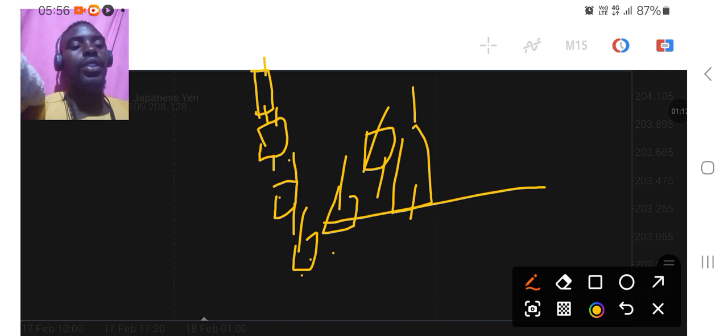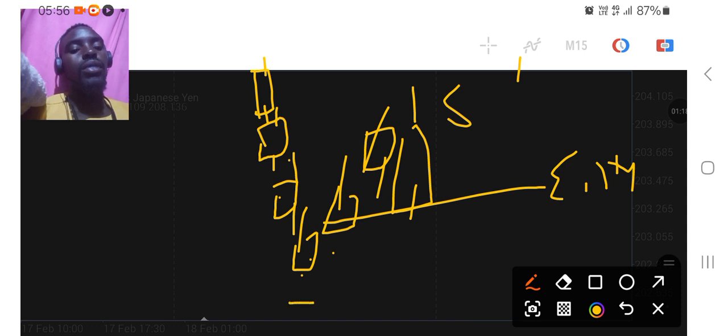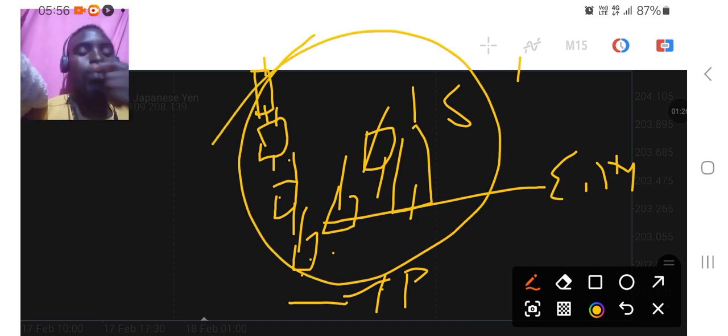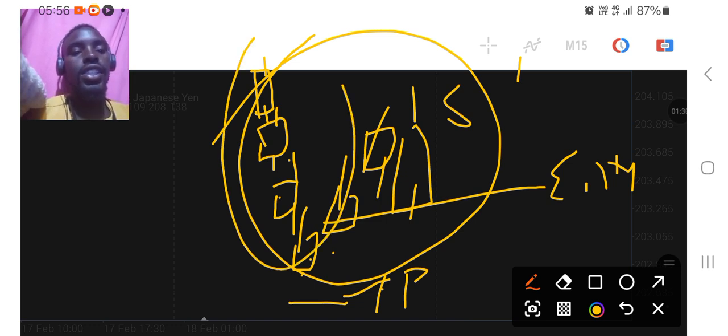So my entry point is here, and my stop loss is here, and my TP will be the next key level, right? A ratio of 1:2. That is my entry model every time. And this one happens mostly at the Asia session. So this is the Asia candle.